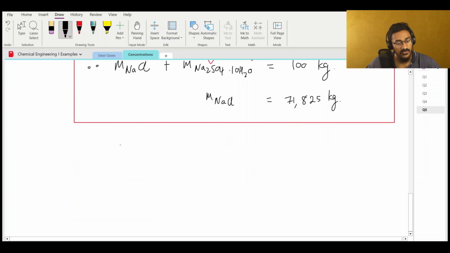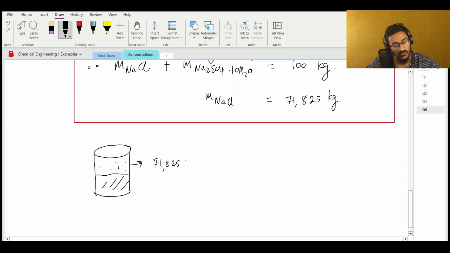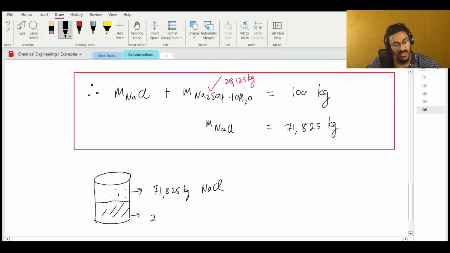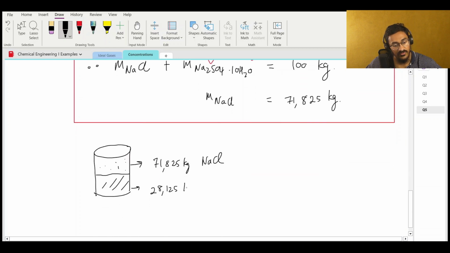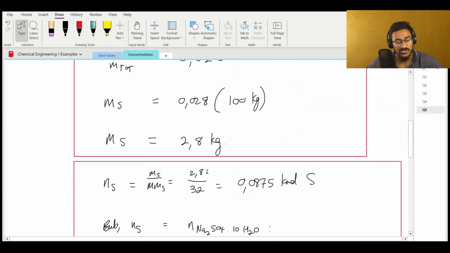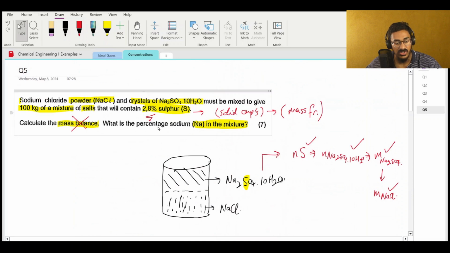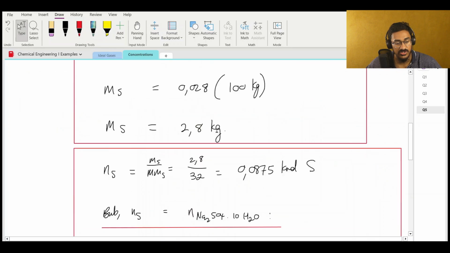Because if you go up to the picture, they said to you that they've added these two salts, and we now know that we've got 71.825 kgs of sodium chloride, and we've got 28.125 kilograms of sodium sulfate, 10 waters. So we've essentially solved the mass balance. But now, I know that's what the question asks for, but the second part of the question is more important. What is the percentage sodium in the mixture?